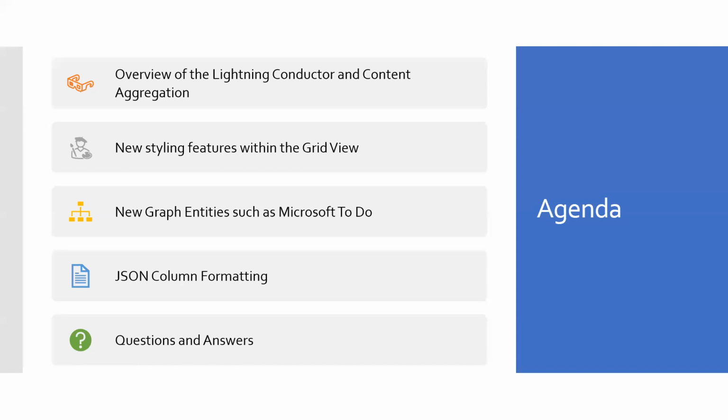And this is to do with taking the existing column formatting that you may have already applied to a modern list inside of SharePoint natively, and you can take that JSON and now apply that to the Lightning Conductor as well. So we'll talk about the benefits of doing that and also how to do it. And at the very end, we'll have the opportunity for any questions.